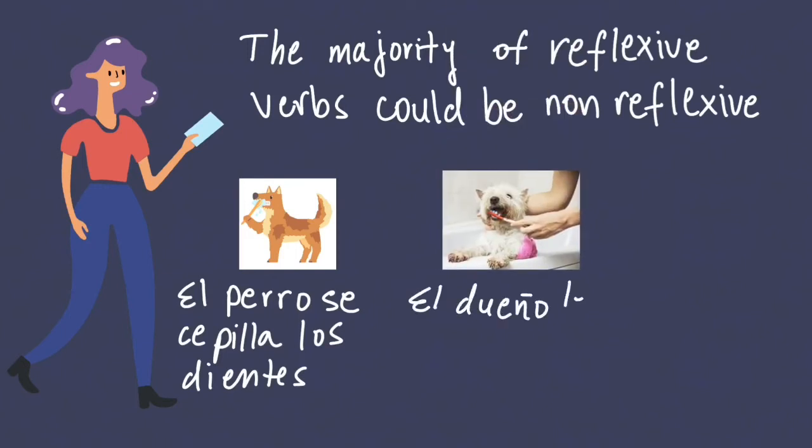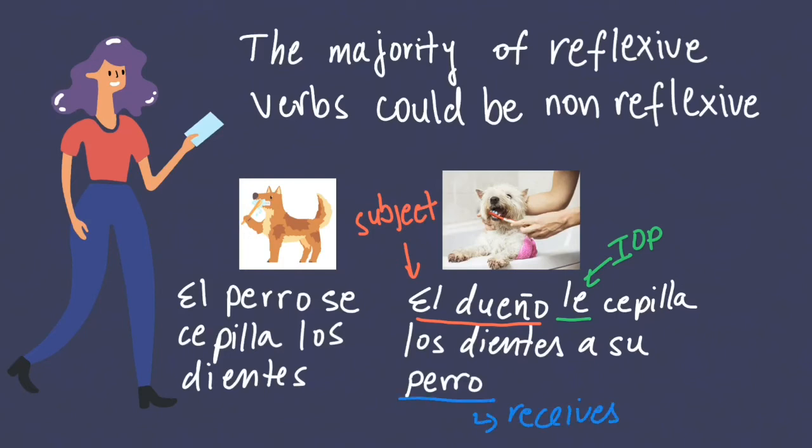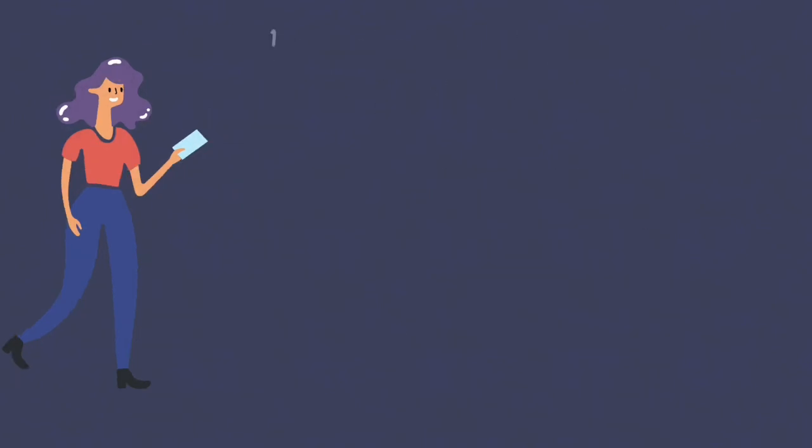And if we look at the second example, el dueño le cepilla los dientes a su perro. So notice that we are using le, which is the indirect object pronoun, because the owner, which is the subject, is performing the action on the dog. And he is the one who is receiving the action indirectly.